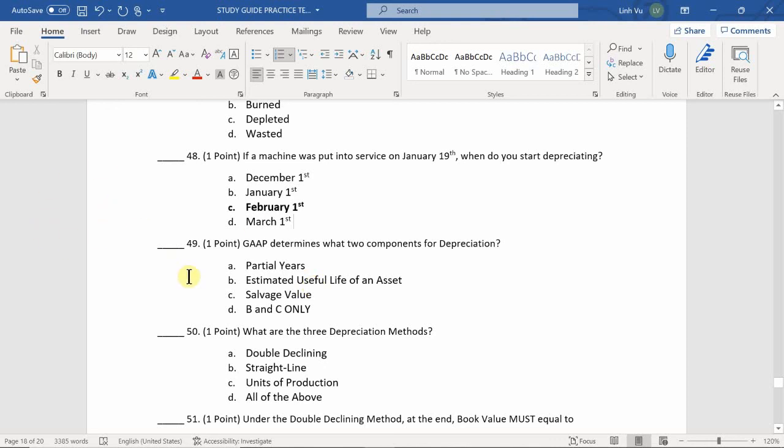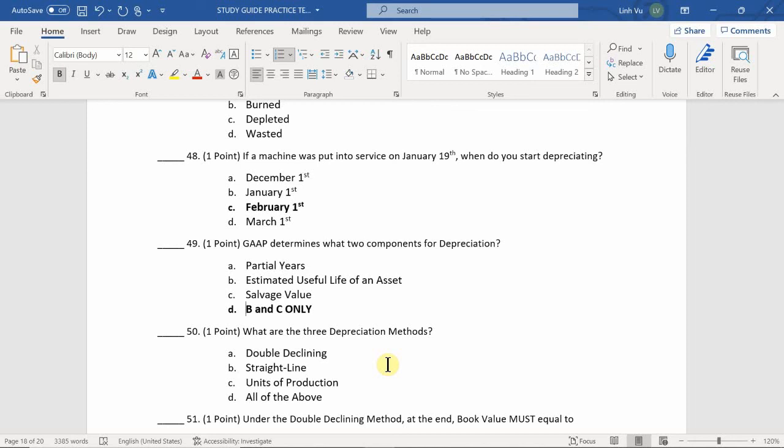Question 49 says GAAP determines what two components for depreciation. It's B and C only. They only do estimated useful life and the salvage value. When I say the cost, the historical cost, I didn't continue to read. In this case, there is no historical cost. It's just partial years. So this one's slightly different.